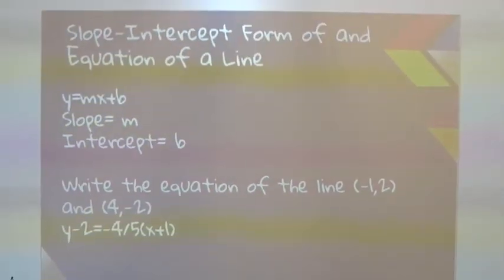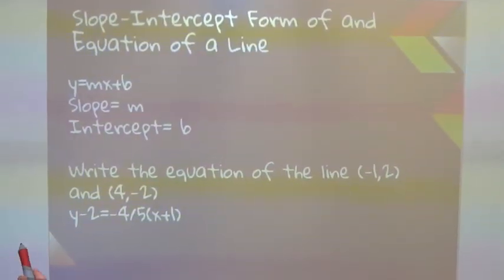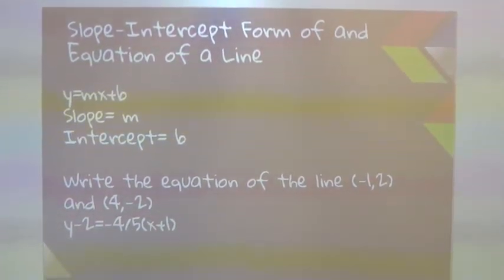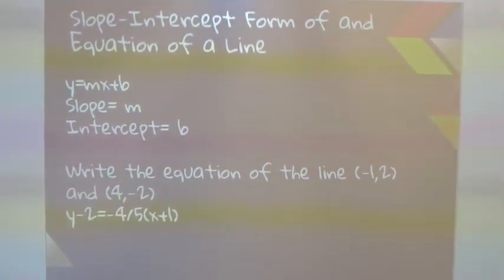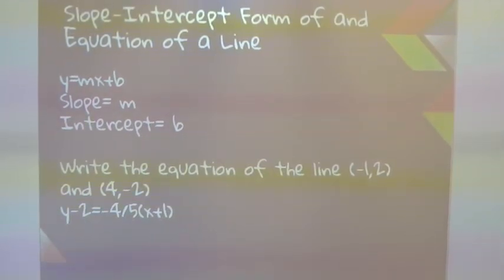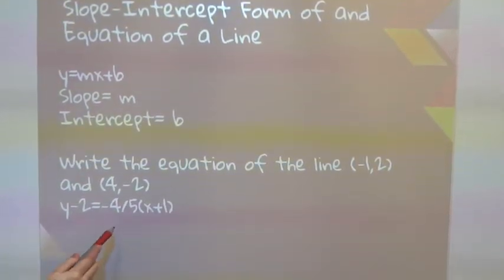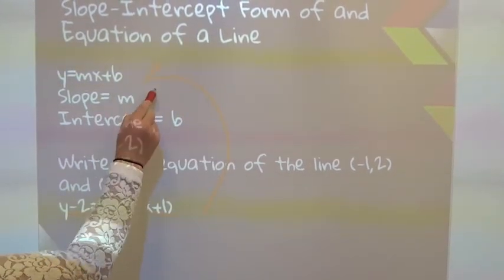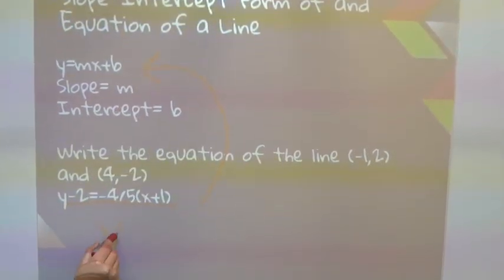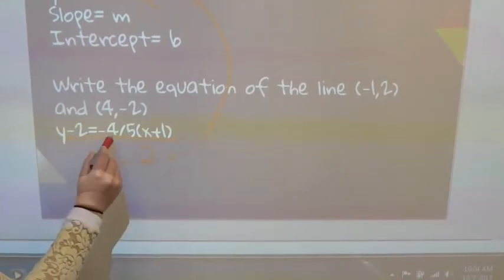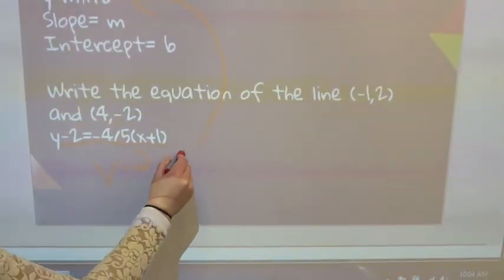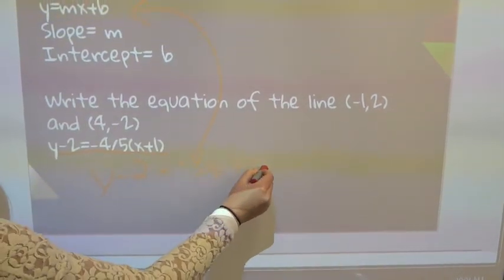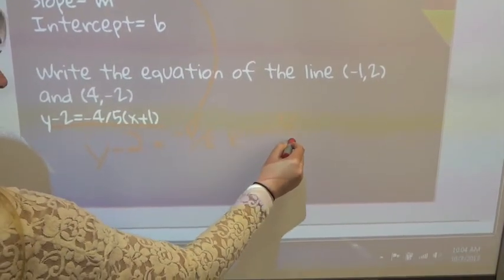Okay, now we can find the equation of a line in slope-intercept form, which is y equals mx plus b. The m stands for the slope and the b is the intercept. We can use simple algebra to convert the equation that we previously found into this equation. All we have to do is distribute the negative 4/5 into the parentheses. So it would be negative 4/5 x minus 4/5.